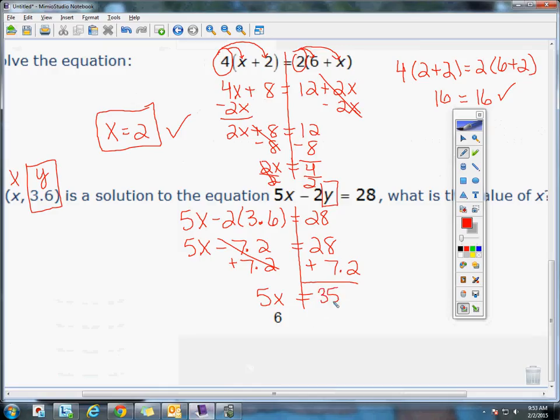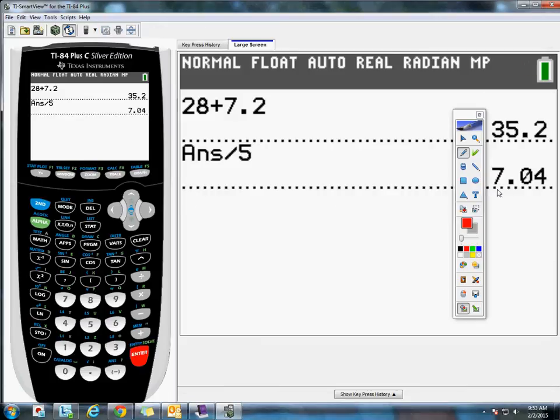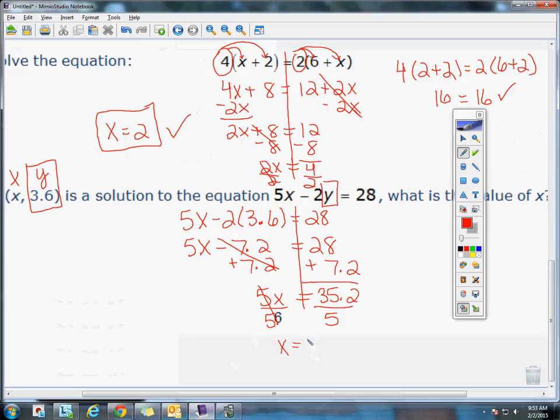Okay, and then what we have to do is divide both sides by 5. So these cross out, that gives you 1x is equal to, and all you have to do is hit divide by 5. And you get 7.04. Now, just because you have a decimal does not mean your answer is wrong. Since these are going to be gradables on your test, you can check them.